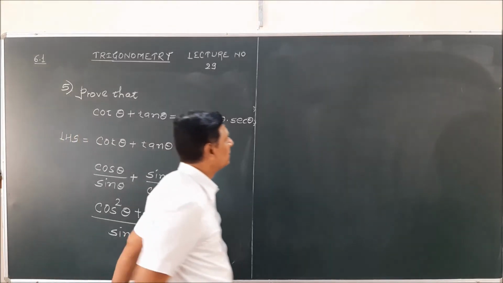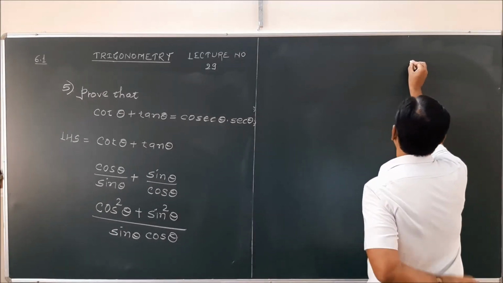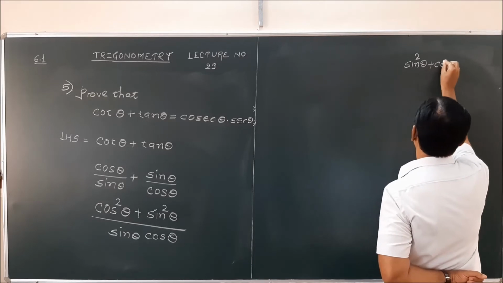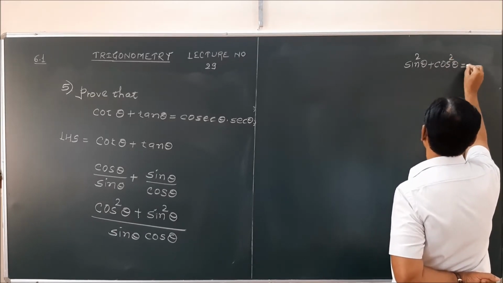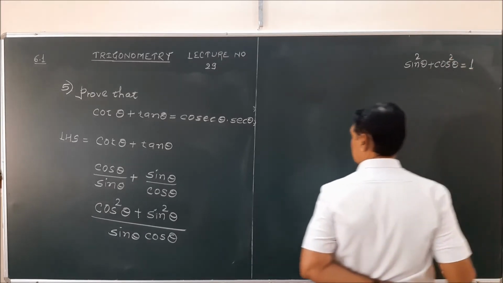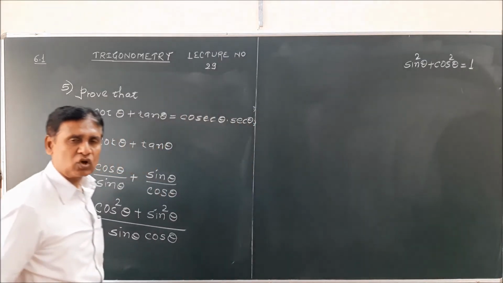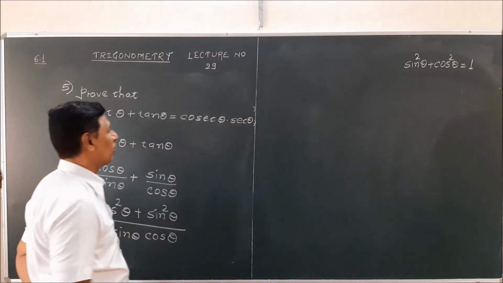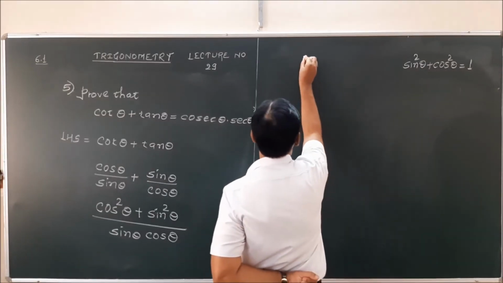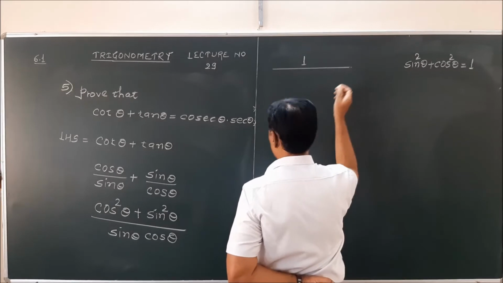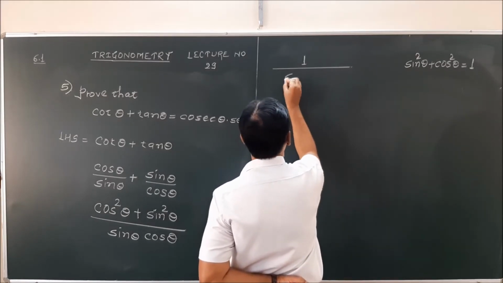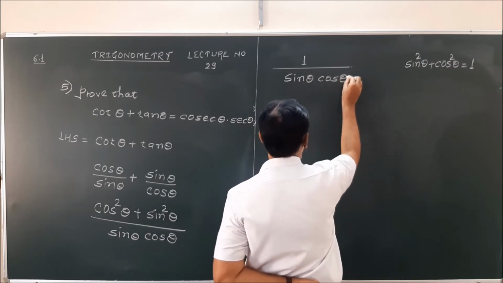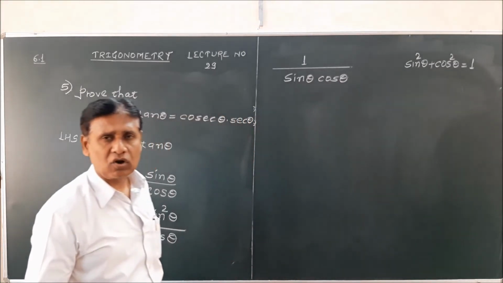Cos square theta plus sin square theta upon sin theta cos theta. First identity: sin square theta plus cos square theta is 1. So we get 1 upon sin theta into cos theta.